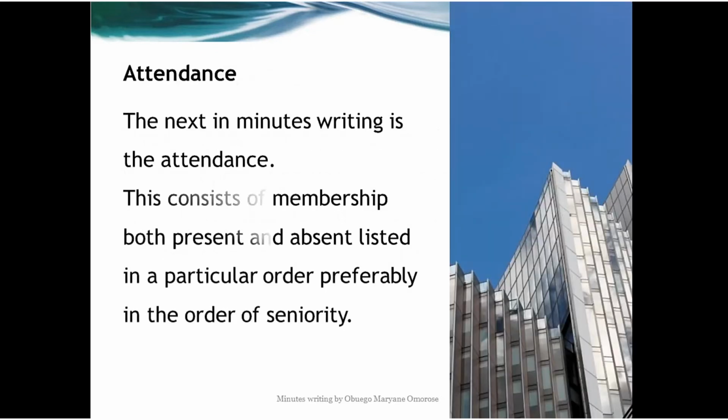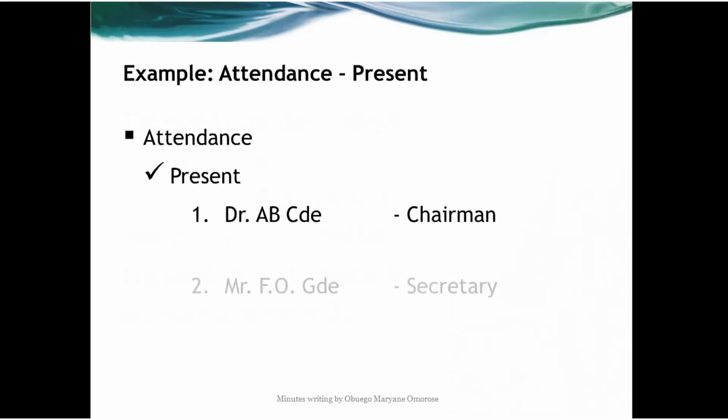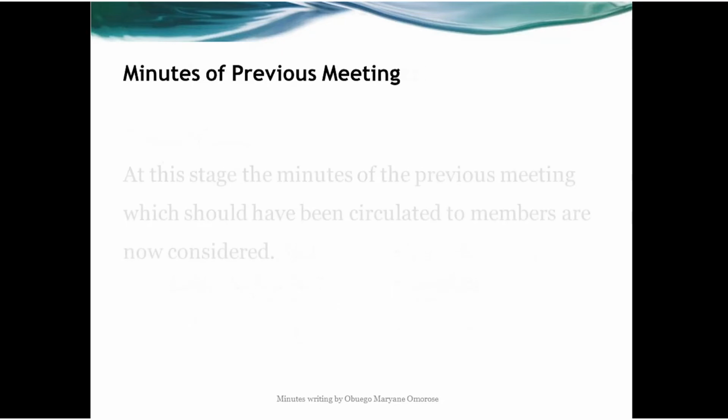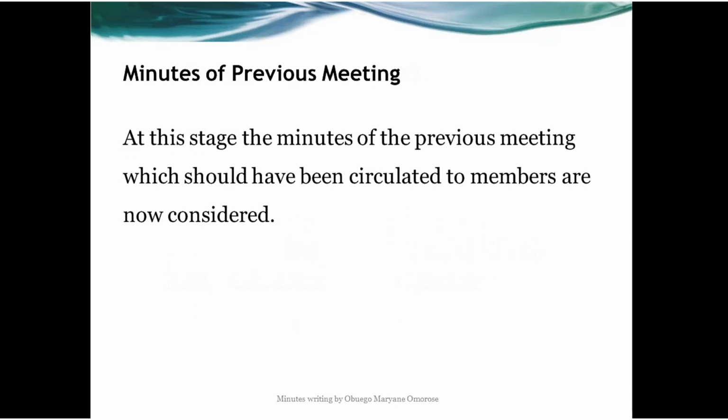The attendance consists of membership, both present and absent, listed in a particular order, preferably in the order of seniority. For instance, you can number it this way. Maybe Dr. ABC DE, chairman, Mr. FOGDE, secretary. You note the absent members. You also note the minutes of the previous meeting.